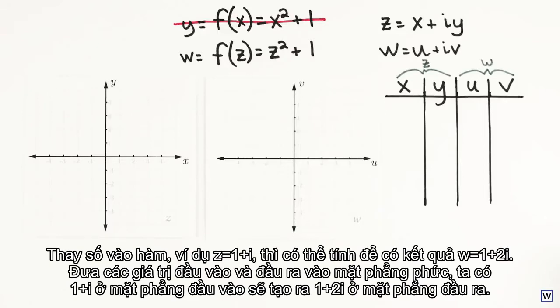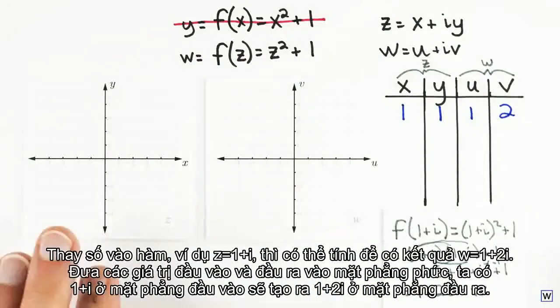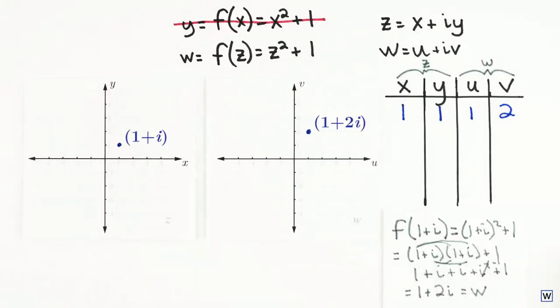If we plug in a complex number to our function, for example z equals 1 plus i, we can do a little algebra and obtain our result, w equals 1 plus 2i. Plotting our inputs and outputs, we see that the point 1 plus i in our input plane was pushed, or mapped, by our function to 1 plus 2i in our output plane.